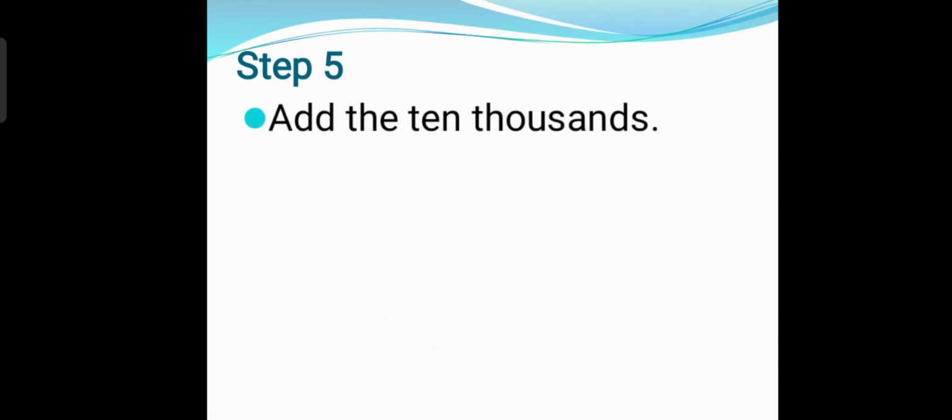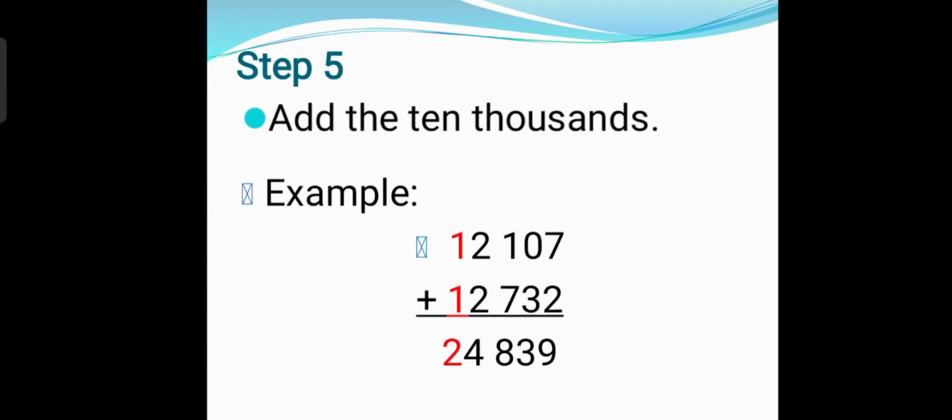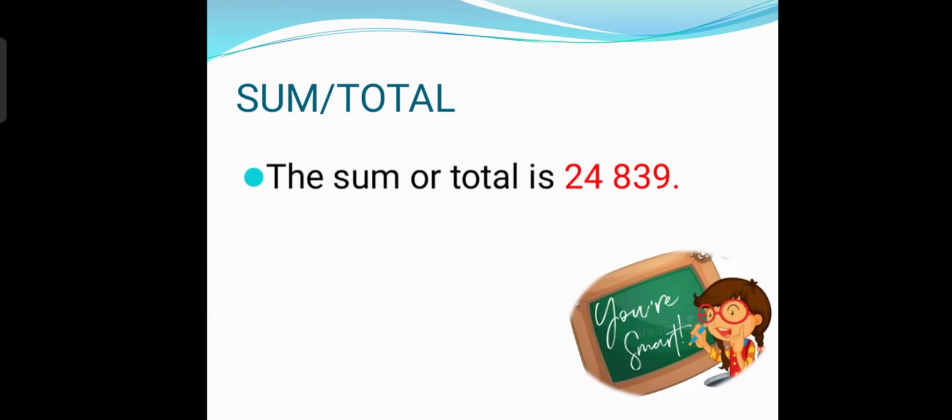Next step, step 5. Add the 10,000s digits. So we have written the example. What are the digits in the 10,000s place? So we have here 1 plus 1. The sum or total is 2. What is the sum or the total? It is 24,839. Very good, children.